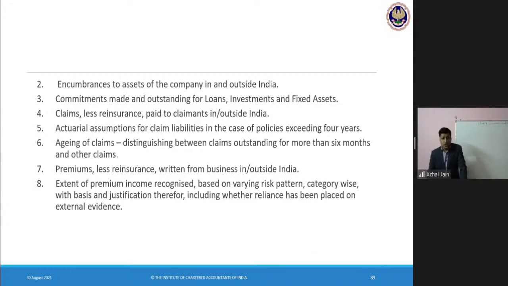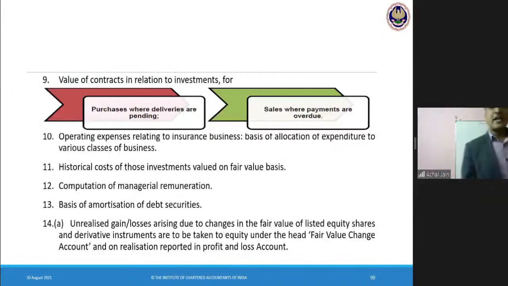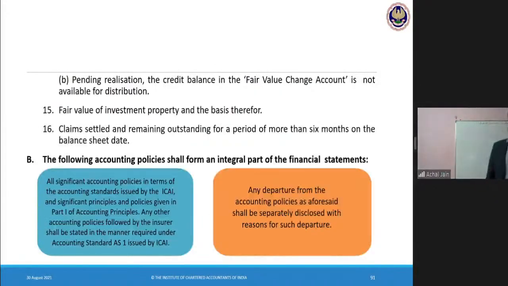Claims, less reinsurance, if there are any which have been paid to the claimants in and outside India. Aging of the claims, meaning the ones which have been outstanding for more than 6 months and the ones which are less than 6 months, is required to be disclosed. Actuarial assumptions for claim liabilities are required to be disclosed. Premium, less reinsurance, required to be disclosed. Extent of premium income recognized, which is based on varying risk pattern, category wise, all of these are required to be disclosed. Then of course, the important aspect over here was about the accounting policies.